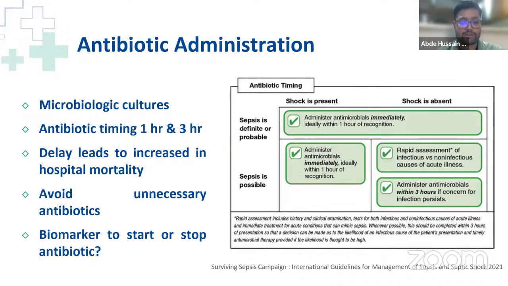So what are the biomarkers to start or stop antibiotics? Procalcitonin is present, CRP is there, but the recent recommendations have not justified its use as a marker for initiating a therapy, or whether it will tell us the time to initiate, what time we could start an antibiotic.